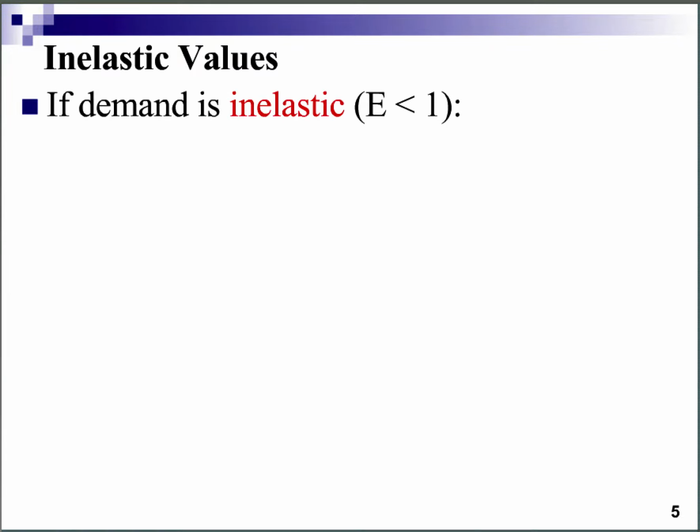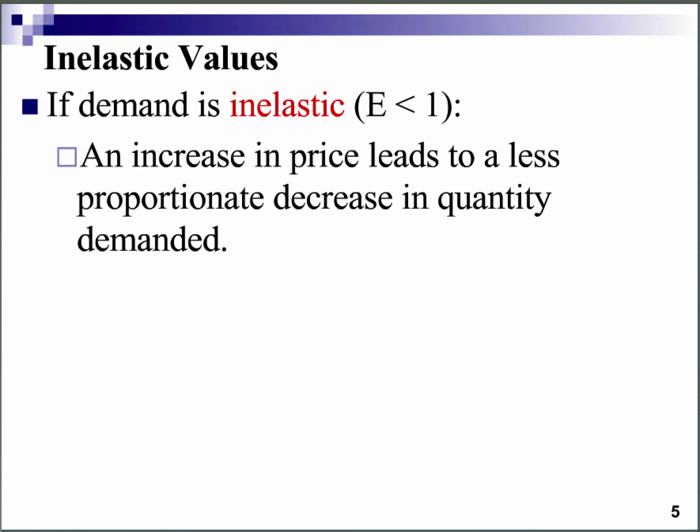At this point we want to introduce some terminology. So we'll start with the inelastic situation. So this occurs when your elasticity value is less than 1. Remember, we're ignoring the negative sign that occurs when you divide the two percent change quantities. So if that elasticity value is less than 1, we say that demand is inelastic. So in this situation, if you increase the price, this is going to lead to a smaller or less proportionate decrease in the quantity demanded.